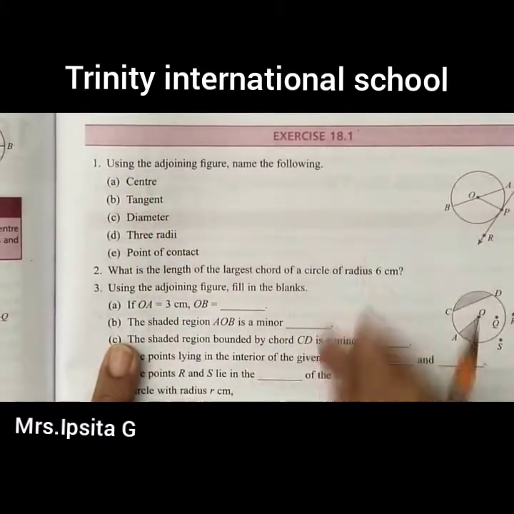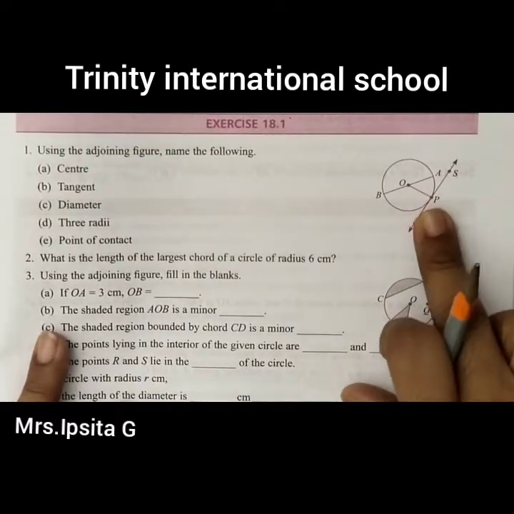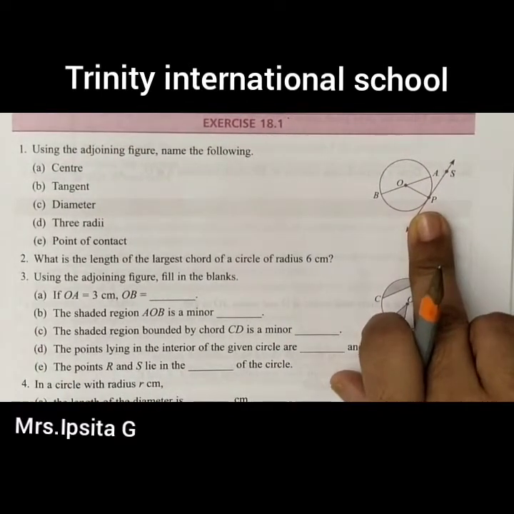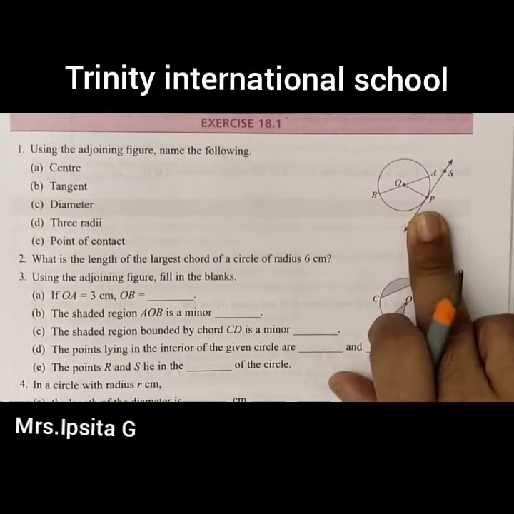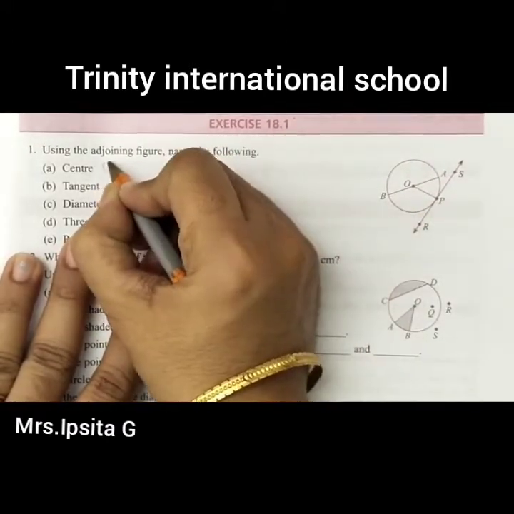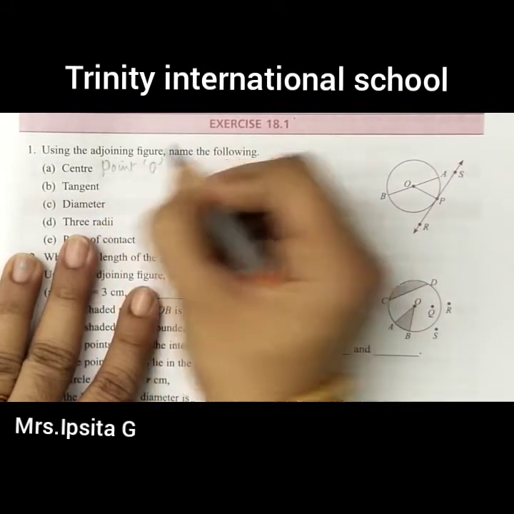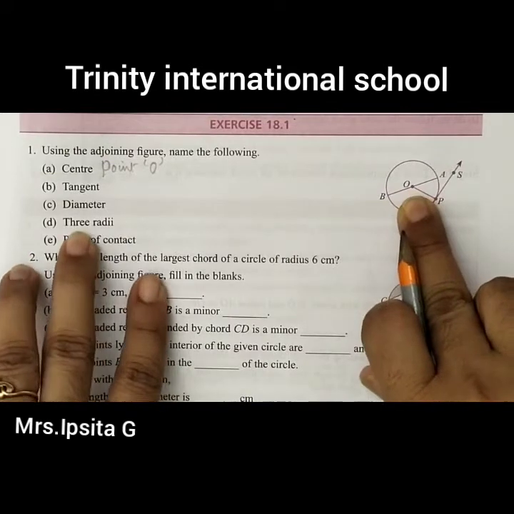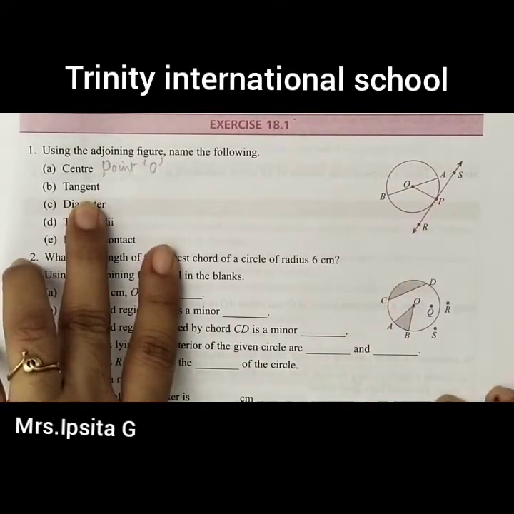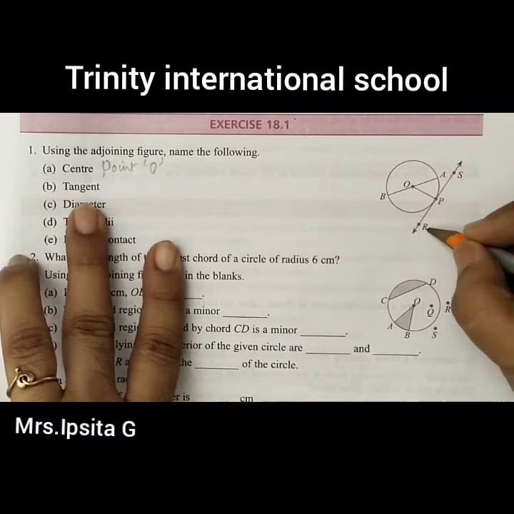Using the adjoining figure, name the following. You need to see the adjoining figure. Look at the figure here and accordingly give the name of that. The center is O, point O, write it down like that. This point O is the center. Which is the tangent? Look, the tangent is this.